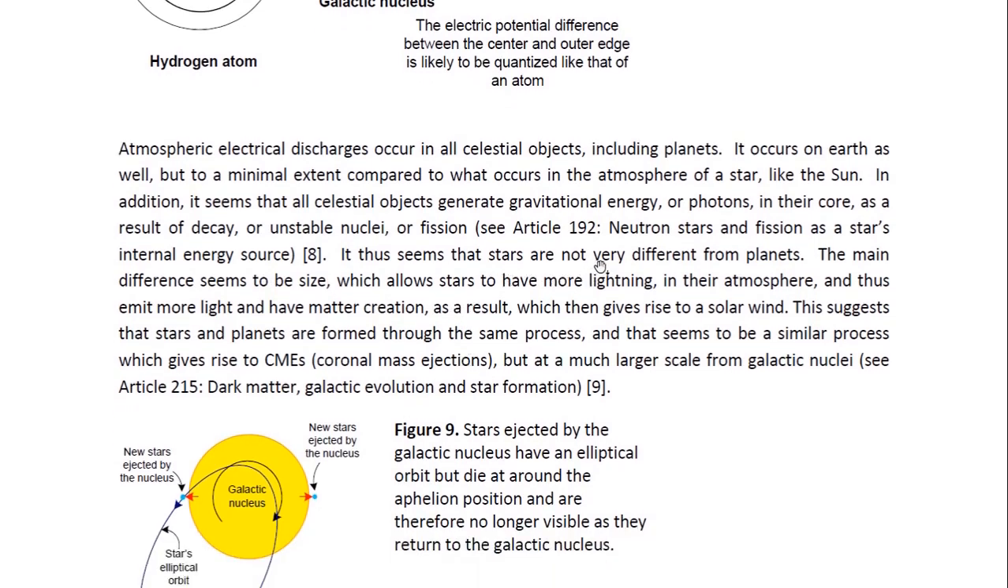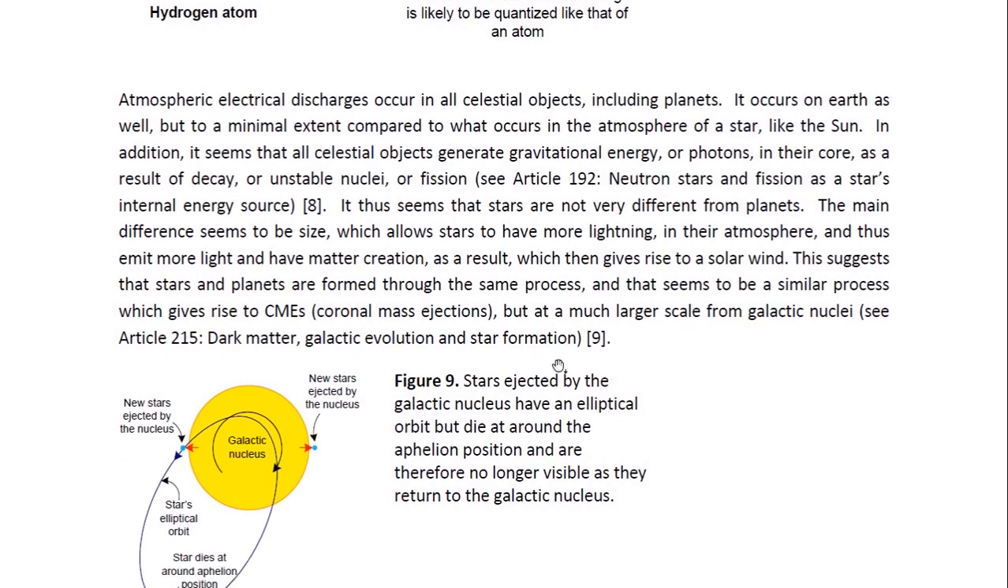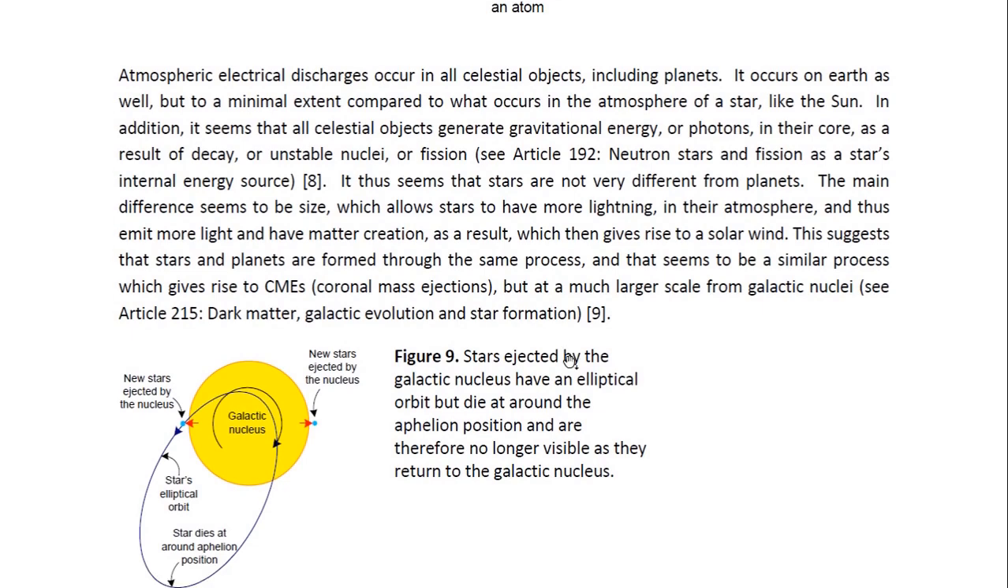It thus seems that stars are not very different from planets. The main difference seems to be size, which allows stars to have more lightning in their atmosphere and thus emit more light and have matter creation as a result, which then gives rise to a solar wind. This suggests that stars and planets are formed through the same process, and that seems to be a similar process which gives rise to CMEs, or coronal mass ejections, but at a much larger scale from galactic nuclei. For more details, you may look at Article 215, Dark Matter, Galactic Evolution and Star Formation.